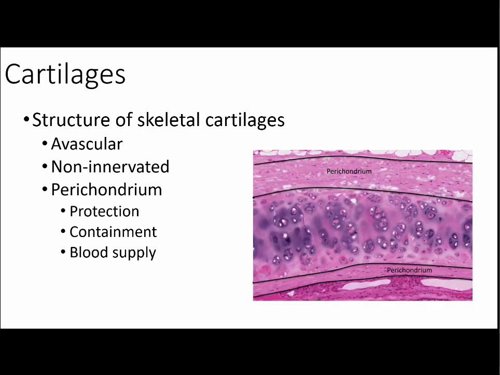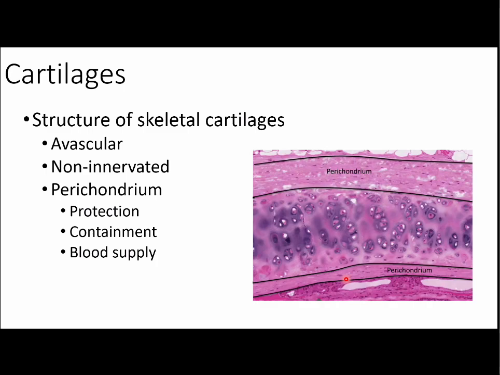Then we have our perichondrium, which is how the cartilage actually gets nourishment. So the perichondrium is this outer covering on either side of our cartilage. So if we look at this image right here, we have hyaline cartilage here in the middle, and then on either side we have a thick layer of perichondrium. So peri means around, and chondrium or chondro means cartilage, so around our cartilage.